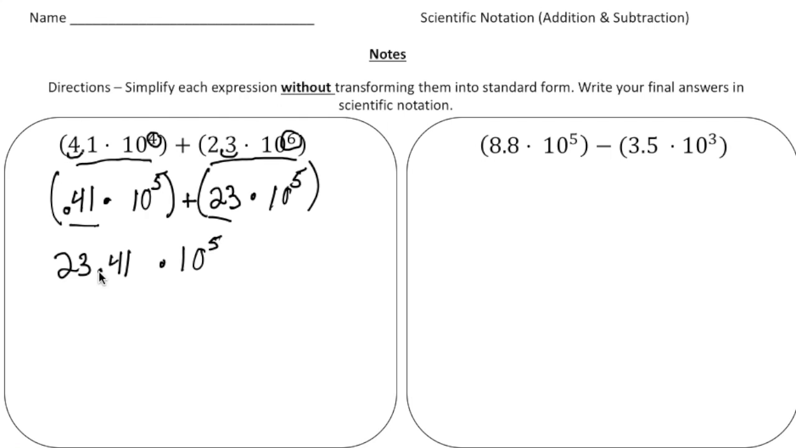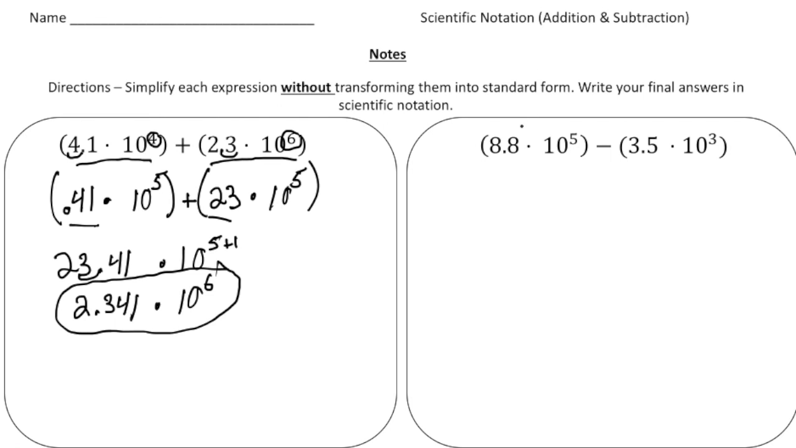So I'm going to now divide this by 10 and make that 2.341. But when I divide this part by 10, to keep it balanced, I need to add a 1 to this. So that's going to be times 10 to the 6th. And now this is written in scientific notation.